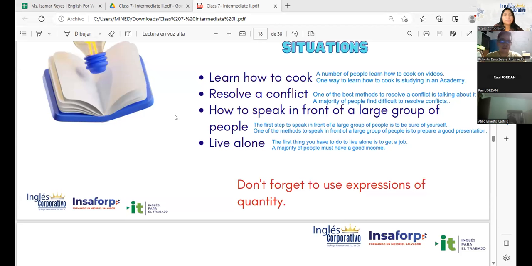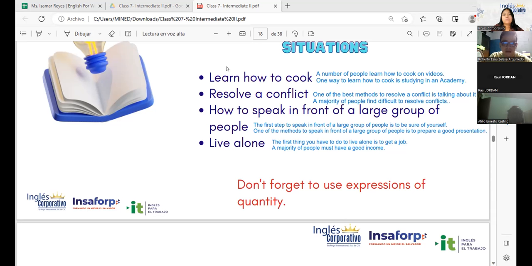The first one, learn how to cook. A number of people learn how to cook on videos. And one way to learn how to cook is studying in academy. The second one is resolve a conflict. One of the best methods to resolve a conflict is talking about it. And a majority of people find difficult to resolve conflicts.